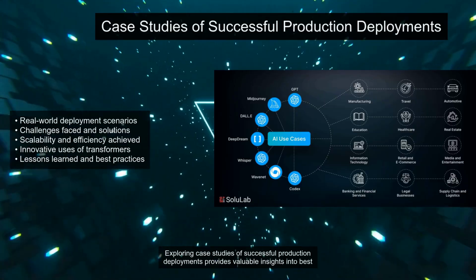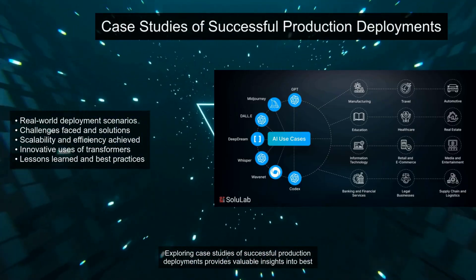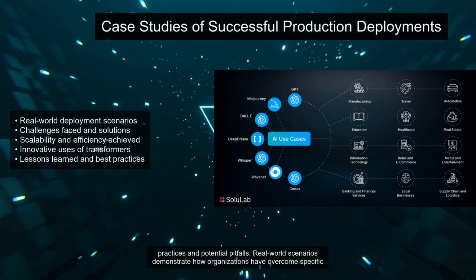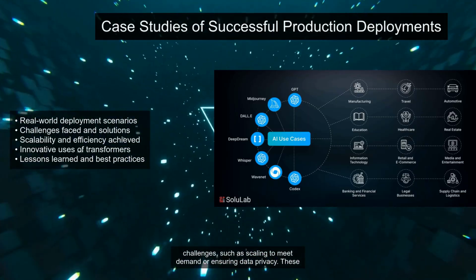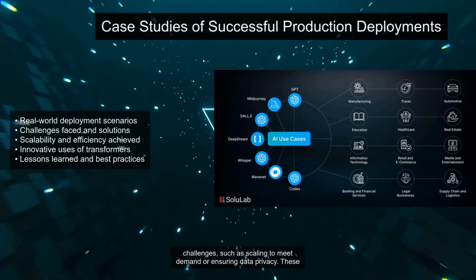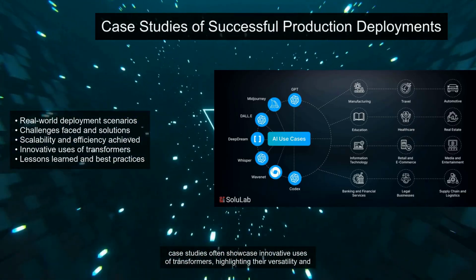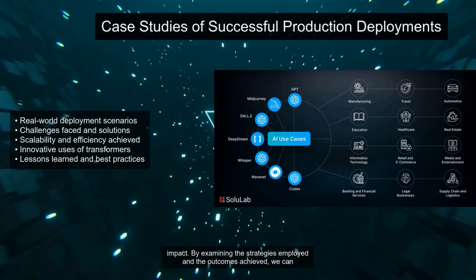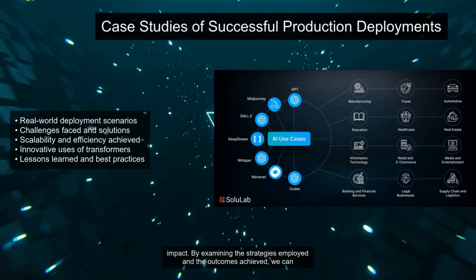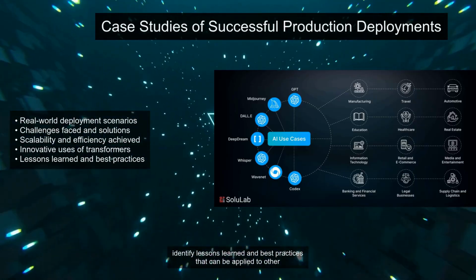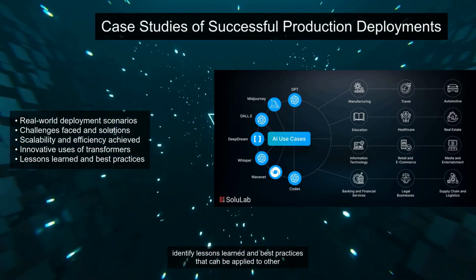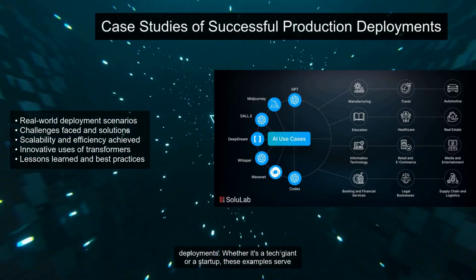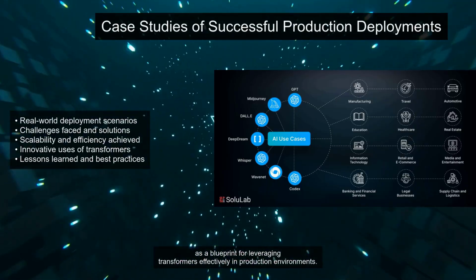Having rollback strategies in place enables you to quickly revert to previous versions if problems arise, ensuring continuity and reliability in your operations. Exploring case studies of successful production deployments provides valuable insights into best practices and potential pitfalls. Real-world scenarios demonstrate how organizations have overcome specific challenges, such as scaling to meet demand or ensuring data privacy. These case studies often showcase innovative uses of transformers, highlighting their versatility and impact. By examining the strategies employed and the outcomes achieved, we can identify lessons learned and best practices that can be applied to deployments. Whether it's a tech giant or a startup, these examples serve as a blueprint for leveraging transformers effectively in production environments.